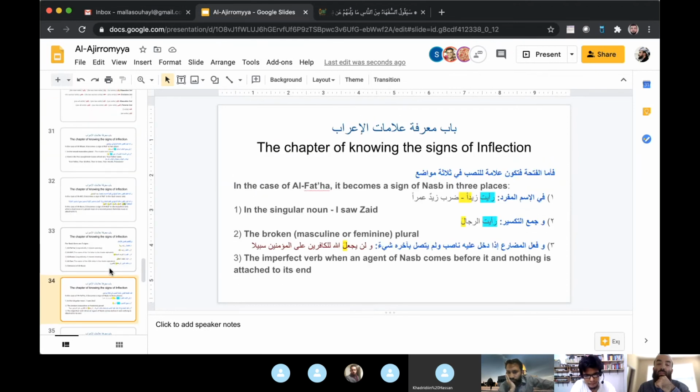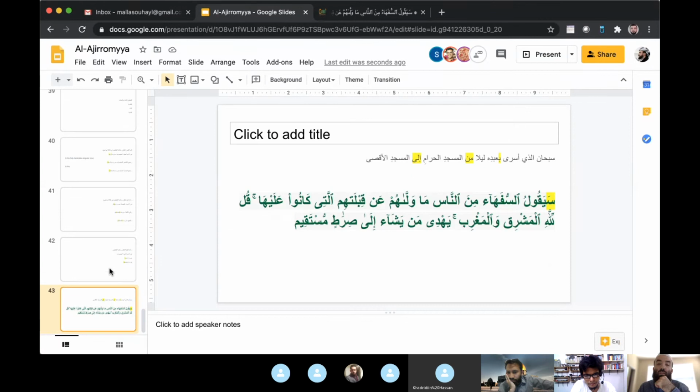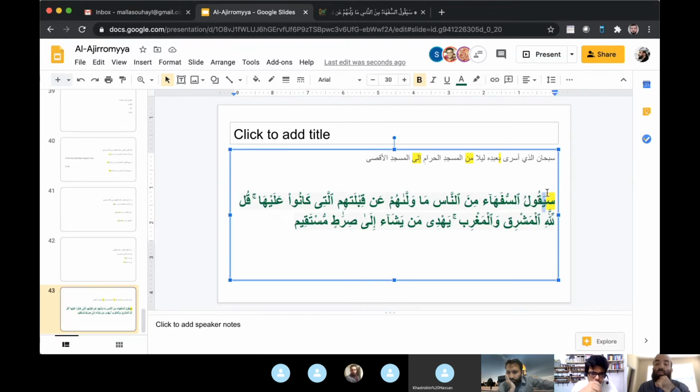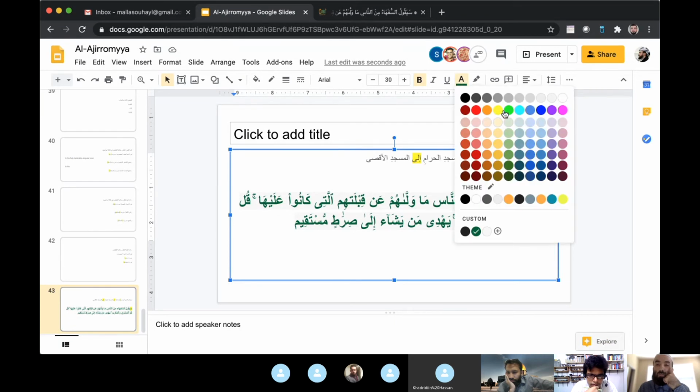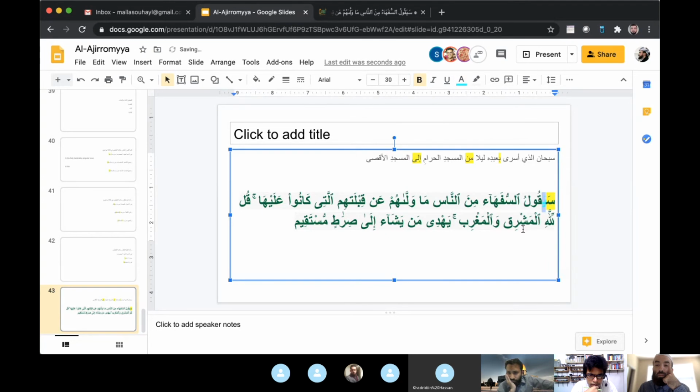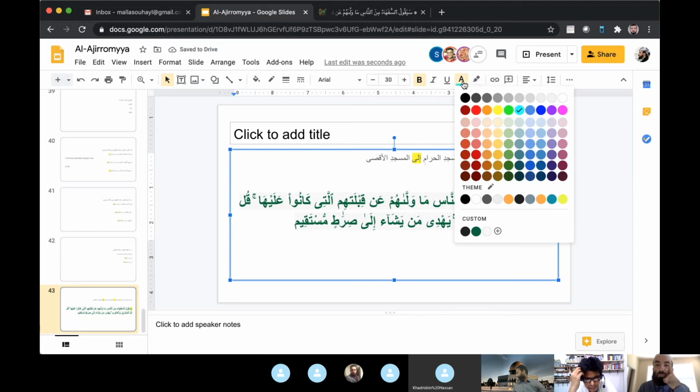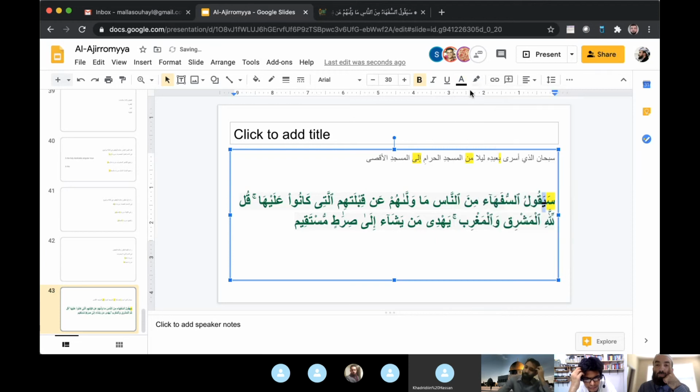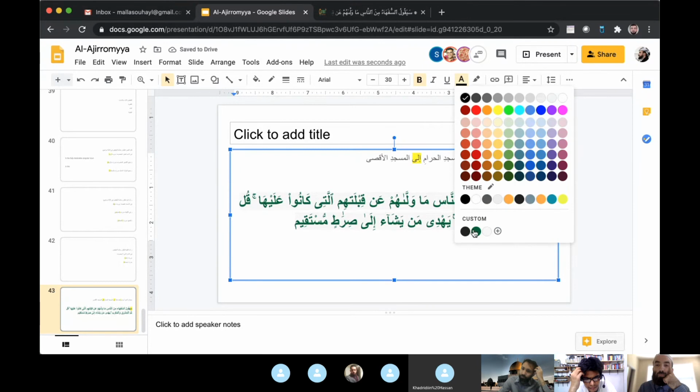Now let's go back to our slide from today. Now here we see a ya. What does this indicate? You know this is a verb. So what does that ya tell you about the verb? Imperfect verb. Yeah, it tells you it is an imperfect verb.